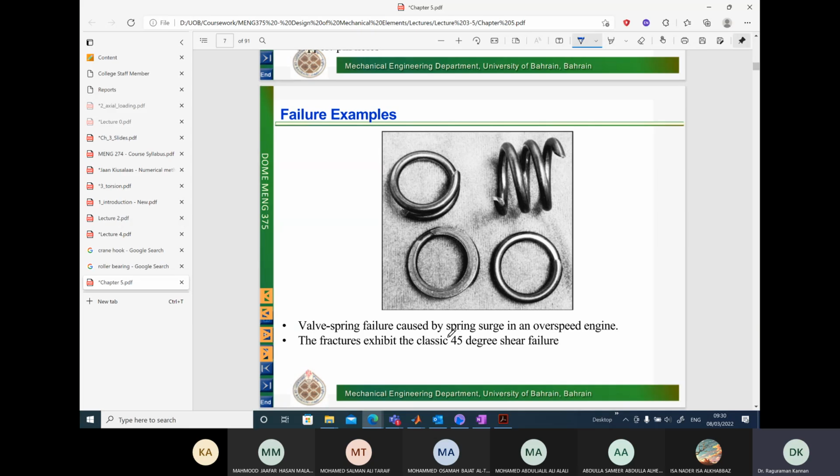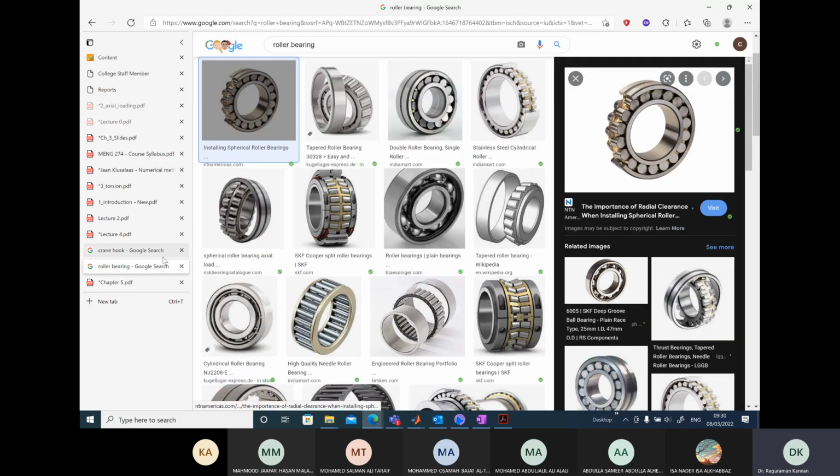This is a valve spring used in IC engines, for example. You might have seen these valve springs.